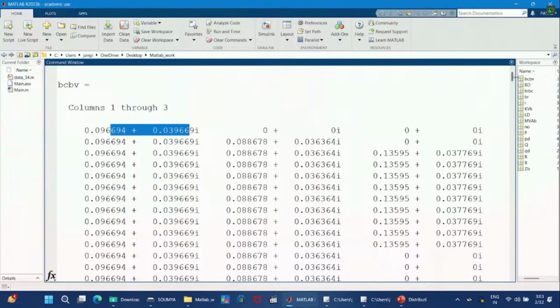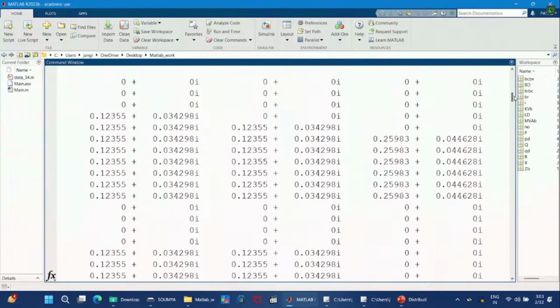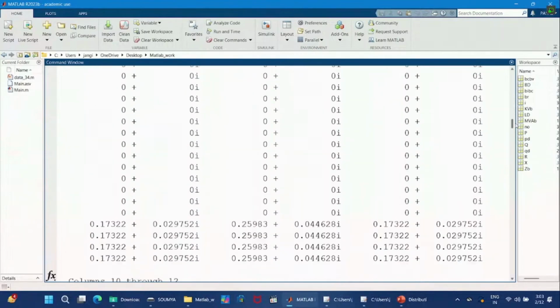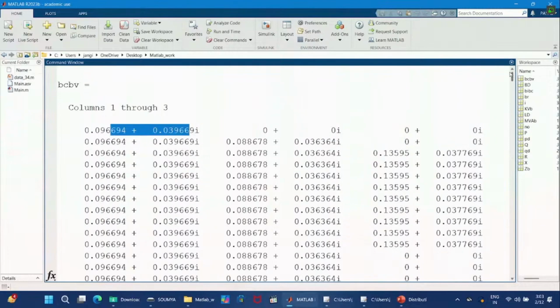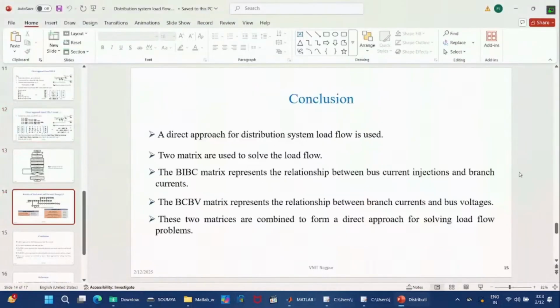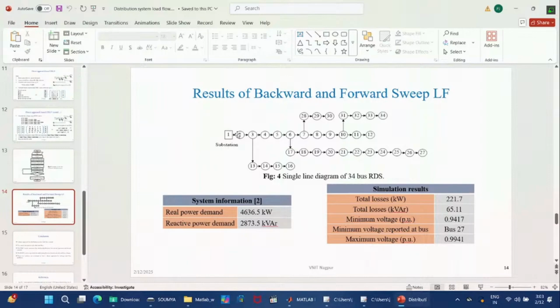This all remains 0. If you see this one, yes, it remains 0. Similarly, for Z21 it is there, plus Z22 it will be there. Then all others will remain 0, because from this diagram Z22 is something like that.